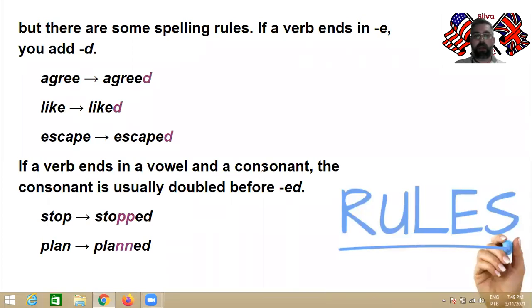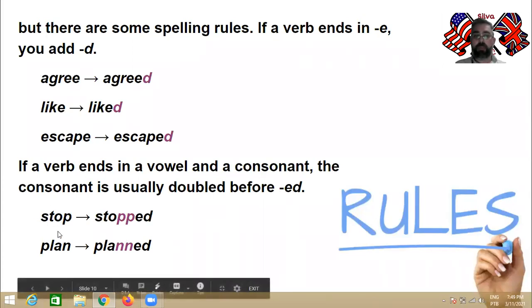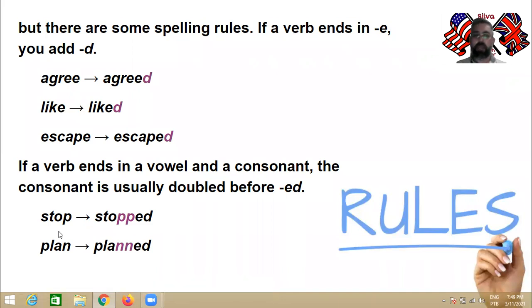So verbs like stop, you double the consonant. Okay, so stop becomes stopped, with two p's. Plan, planned, with two n's instead of one. It's just a rule. It's something that we need to learn. It's something that we need to know.